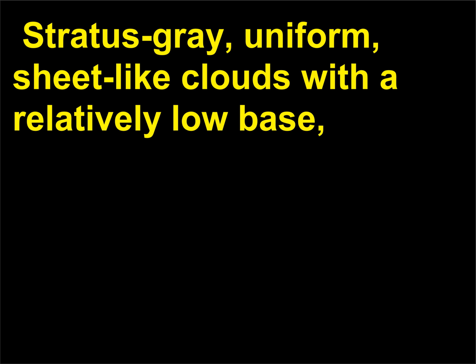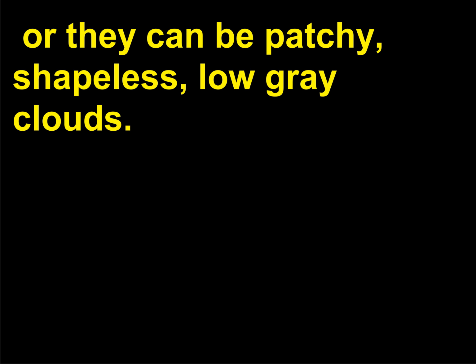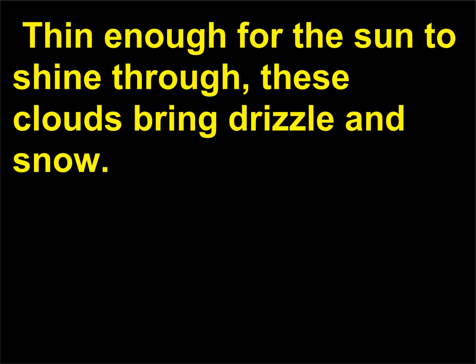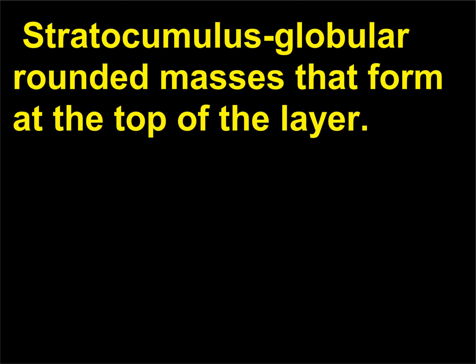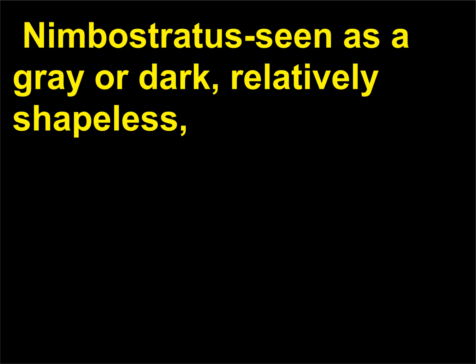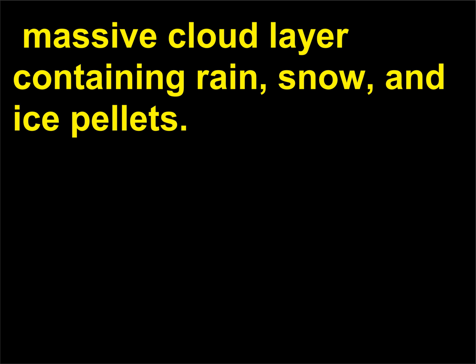Stratus are gray, uniform, sheet-like clouds with a relatively low base, or they can be patchy, shapeless, low gray clouds. Thin enough for the sun to shine through, these clouds bring drizzle and snow. Stratocumulus are globular rounded masses that form at the top of the layer. Nimbostratus is seen as a gray or dark, relatively shapeless, massive cloud layer containing rain, snow, and ice pellets.